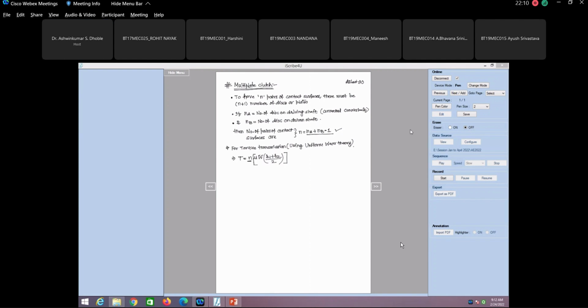Sir, sometimes this R1 plus R2 divided by 2 is also termed as the mean radius. In some books, you will find this is also used. So please keep this in mind.